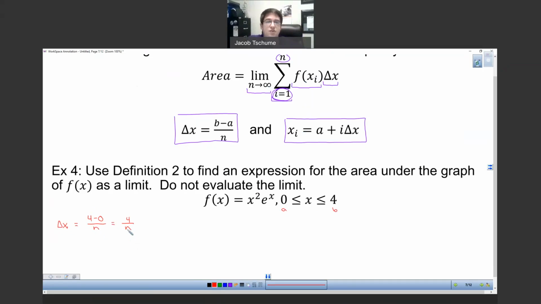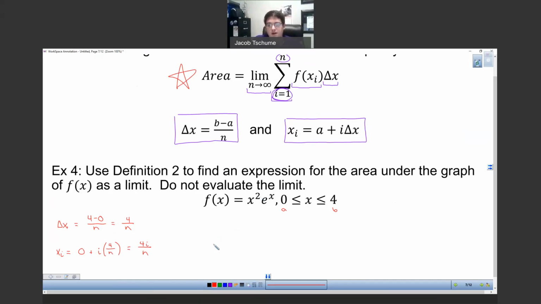Remember, the n is going to eventually go to infinity in the next section. For now, we'll just leave it as n. All right. X of I, which can be found by doing a plus I delta x, where a is going to be 0 plus an unknown I value multiplied by delta x, which is 4 over n. When you simplify all of that out, you will end up getting an x sub I value as 4i over n. And then using those two found values, we are now going to plug them into this area formula.